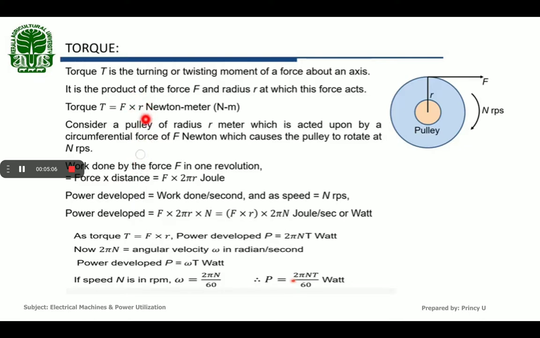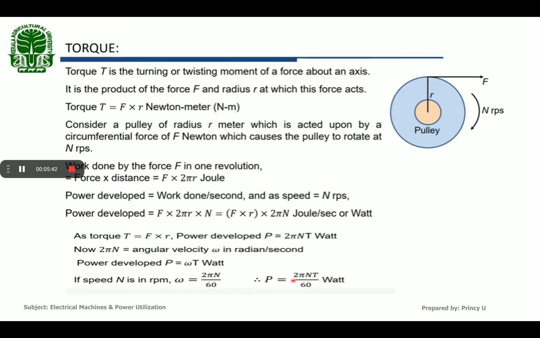From that we are going to find out the work done by that force F in one revolution. We calculate that as force into 2 pi r, where 2 pi r is the distance covered in one revolution. So F into 2 pi r joule is the work done by that force F. Now we are going to find out the power developed. Power developed is the work done per second at a speed of n revolution per second. So power developed can be represented mathematically as F into 2 pi r into n rps.